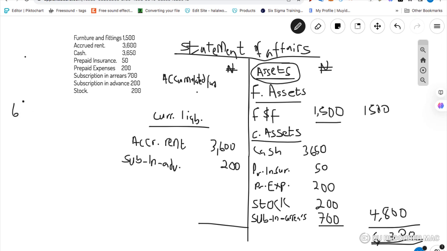This is the way by which you can determine your accumulated fund in your statement of affairs for a non-profit making organization. At the end of the day, when we add everything up, it will give us 6,300 there.